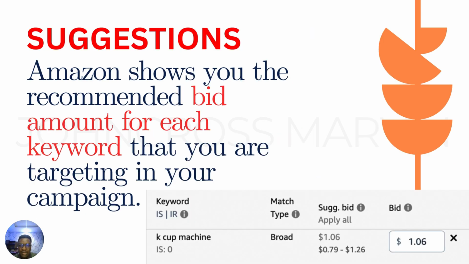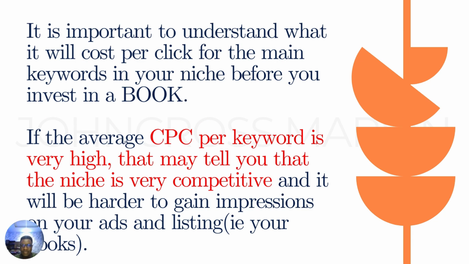So if you come to the cost of setting your campaign, and you see that the suggested bid that Amazon is giving you here is in the range of $1 to $2 or $3, that automatically tells you that the bidding per click is very, very competitive, and that alone should tell you what you should be expecting. It will be harder to gain impressions on your ad and listing for your book. So if you are bidding too low in a very competitive niche, definitely you know what is going to happen.